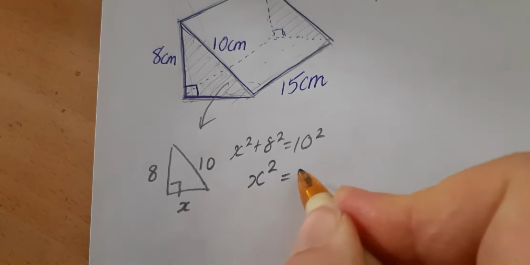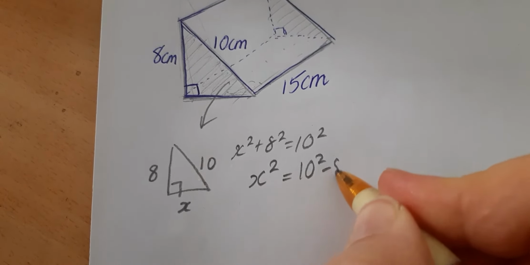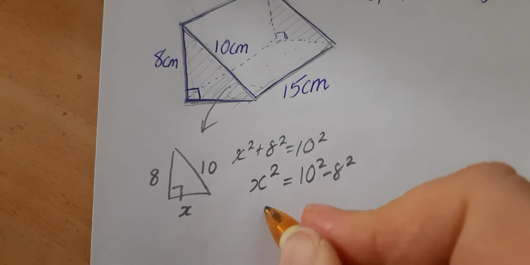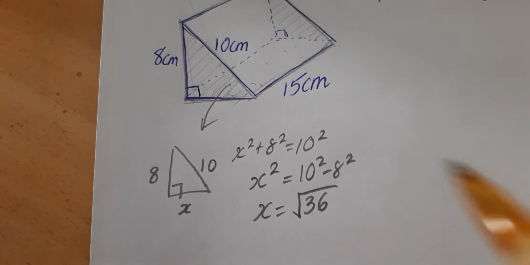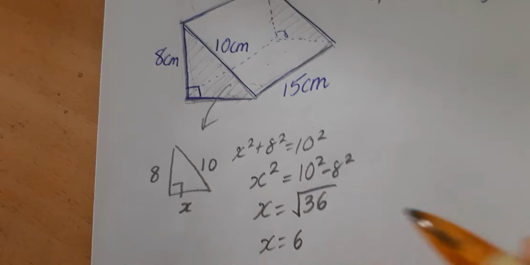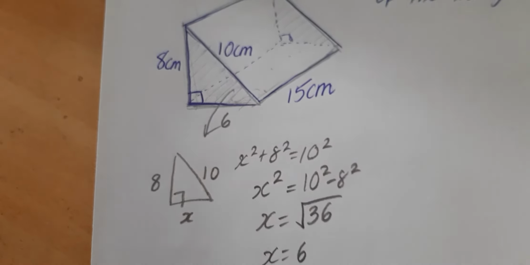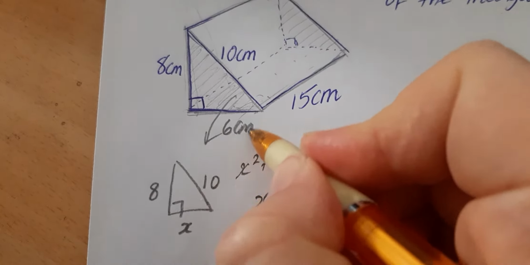So x squared equals 10 squared minus 8 squared, which is 100 minus 64. So x equals the square root of 36. So x equals 6. So we found the base here, which is 6 centimeters.